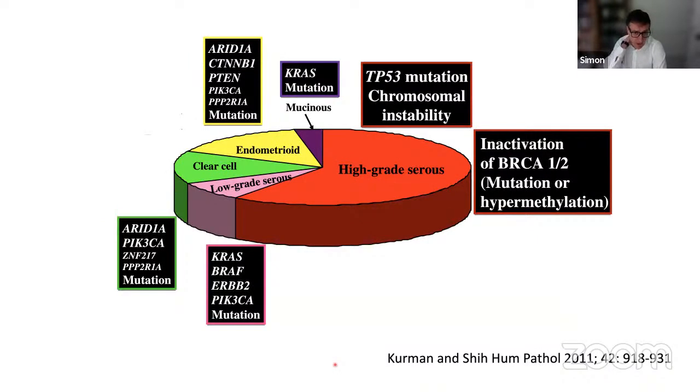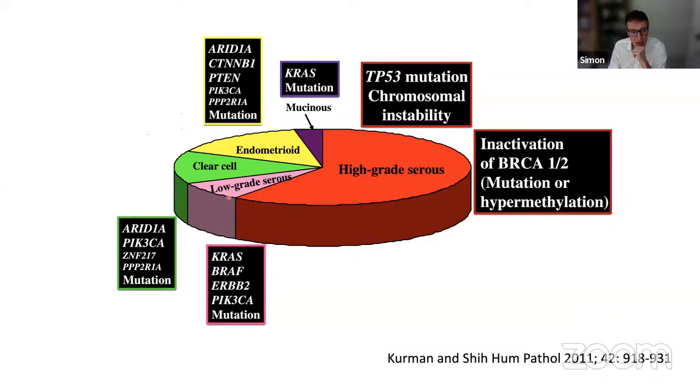It's been known for a long time, again 2011 here from Bob Kerman and Yiming Shi, that these different tumour types have different molecular changes, particularly at the DNA or genomic level, with high-grade serous carcinomas being almost defined by the presence of p53 mutation and consequent chromosome instability. Inactivation of BRCA1/2, which I'll expand on in a minute, is an important component of this, but is not present in all of these tumours by any means.